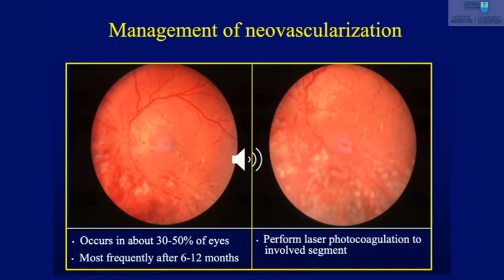And as you can see on the right-hand side of the fundus photograph, there is laser application to the area of ischemia to decrease the production of neovascularization.